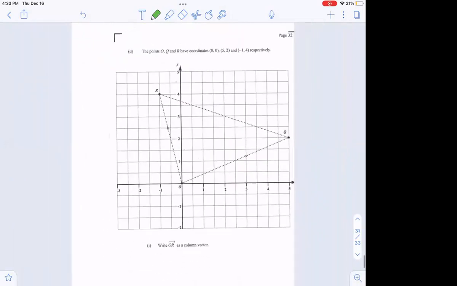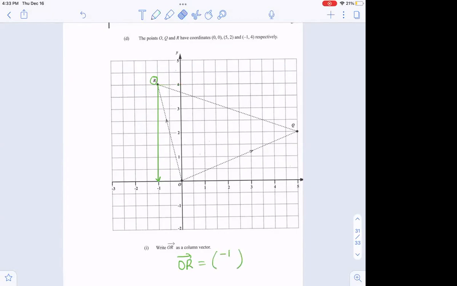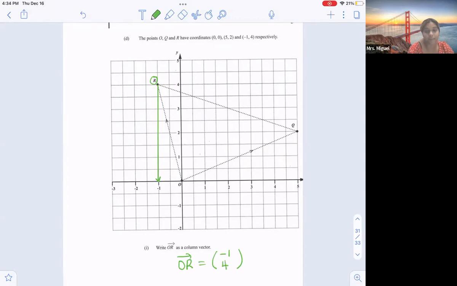Let's go. What are the coordinates of R? What is the X value and what is the Y value of R? This is the point R here. X is how much? -1. Right? So if we write it as a column, -1, and what is Y? 4. So that wasn't too bad, right? -1, 4. That is the answer.